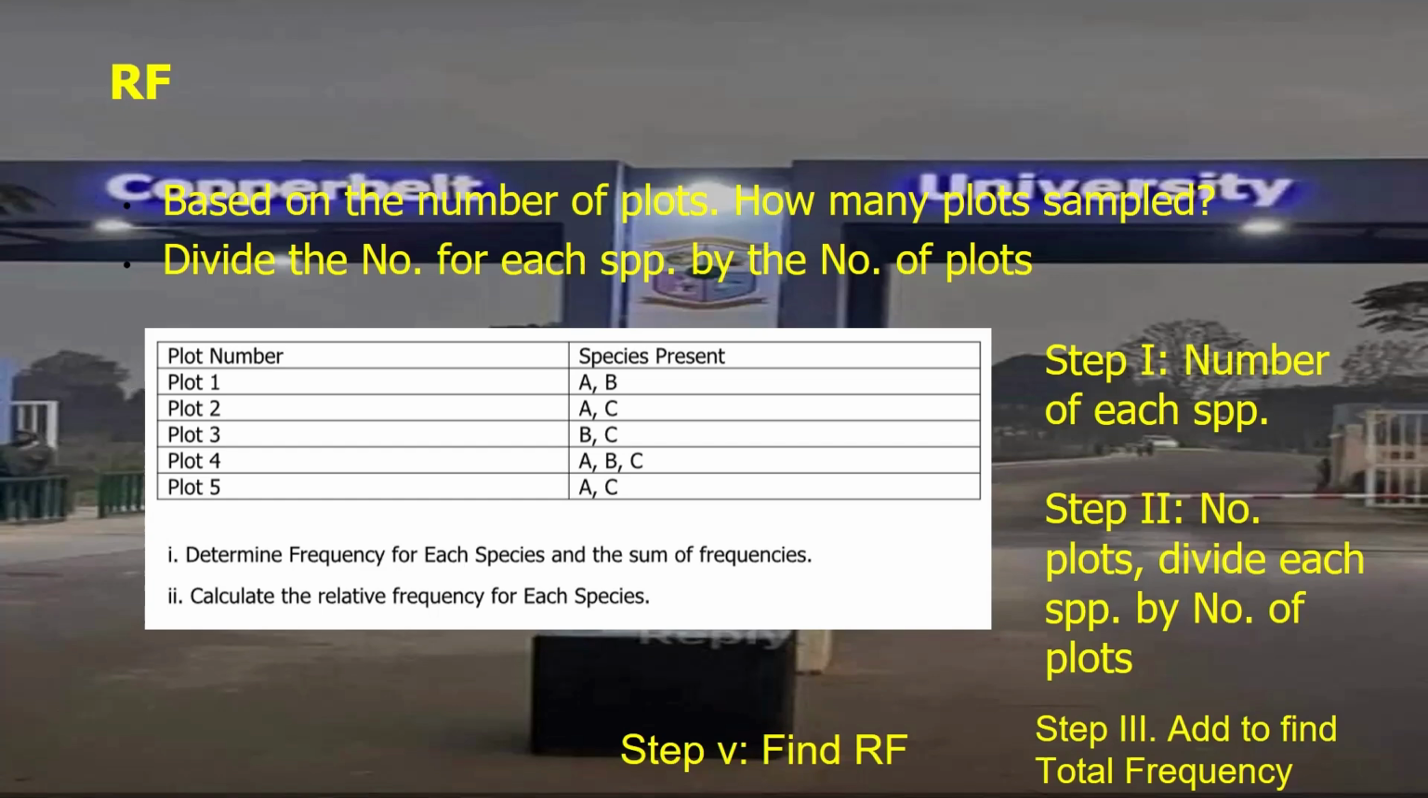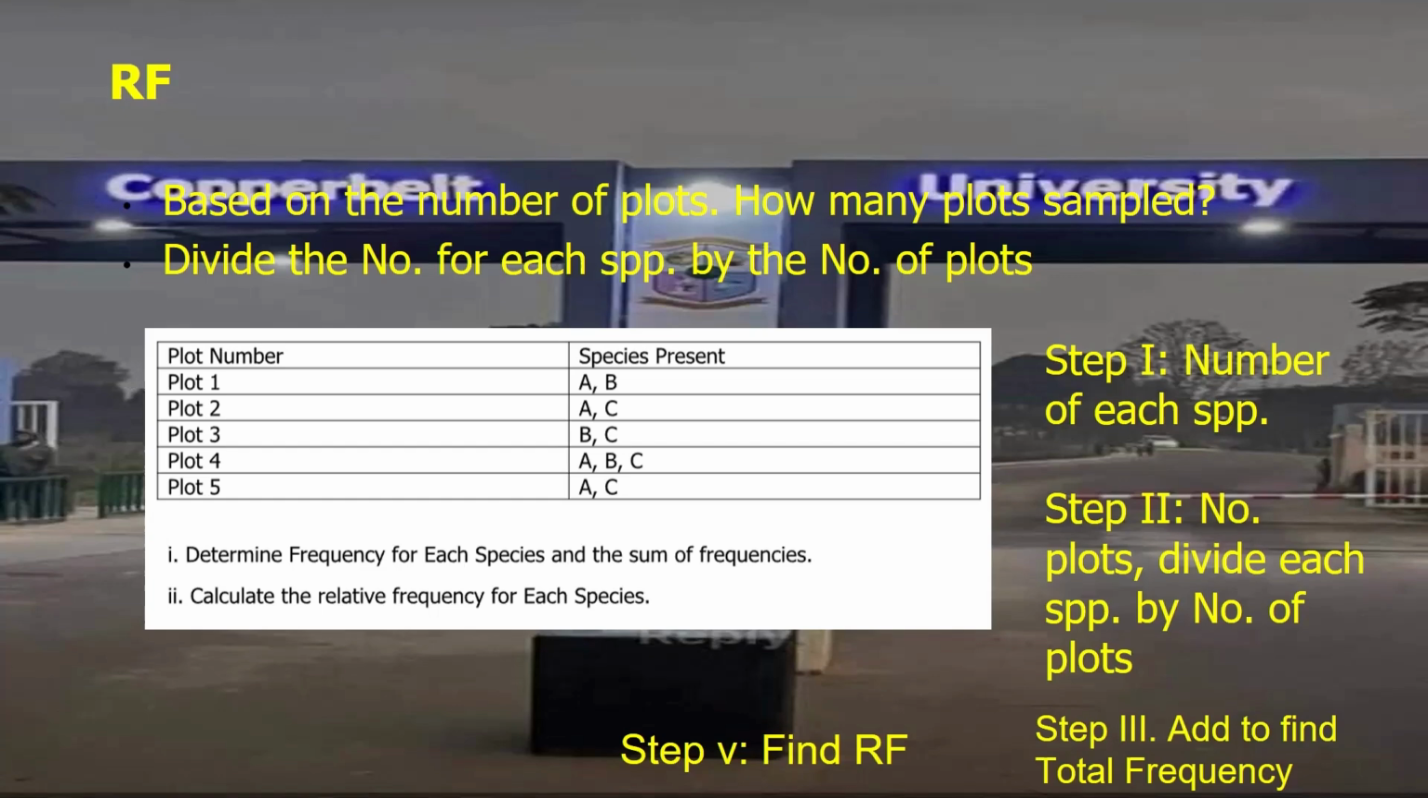Okay, so this is how we are counting the number of frequency or determining the frequency for each species. Okay, so we've answered partly number 1, determine frequency for each species. So for each species, we have 4 for species A, we have 3 for species B, and we have 4 for species C. That is the frequency of each species.